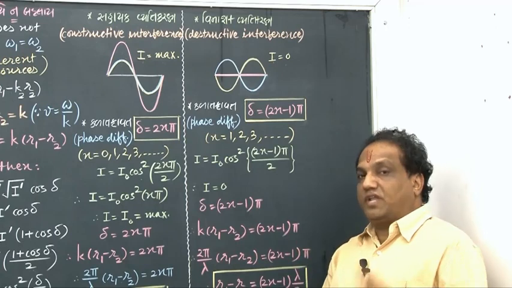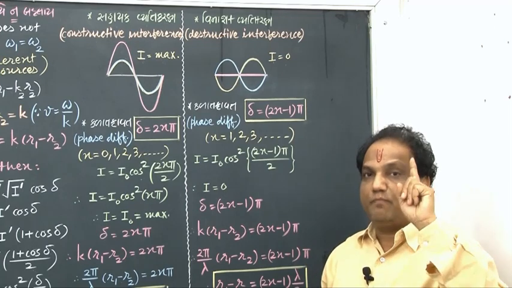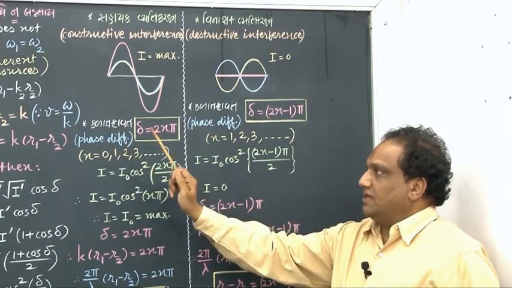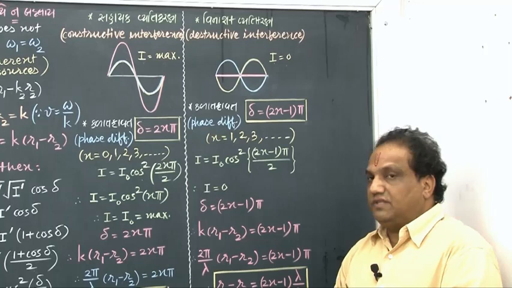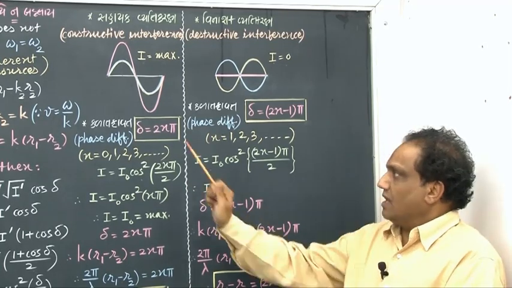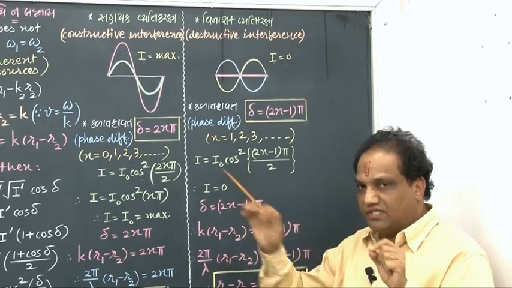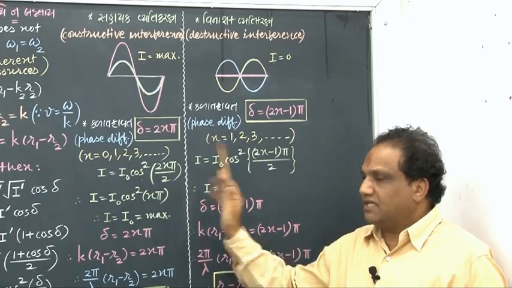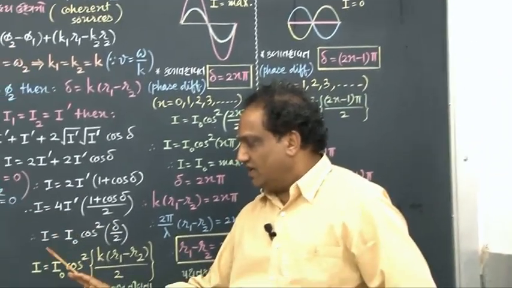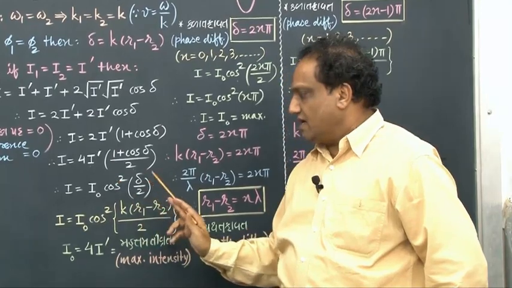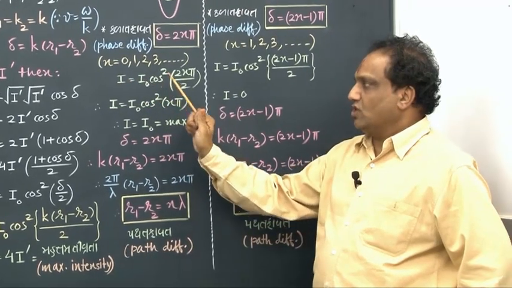Now what are the conditions for obtaining constructive interference? Let us obtain first in terms of phase difference, later on in terms of path difference. Phase difference delta, I just assume to be 2n pi radian. If it is 2n pi radian, then what would be the intensity? The value of n is variable, it changes this way: n equals 0, 1, 2, 3, and so on. Put n equal to 0 first, and before that, recall the formula of intensity: I equals I0 cos square delta by 2.